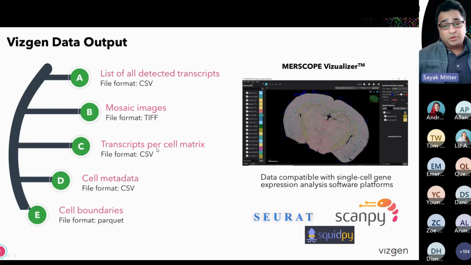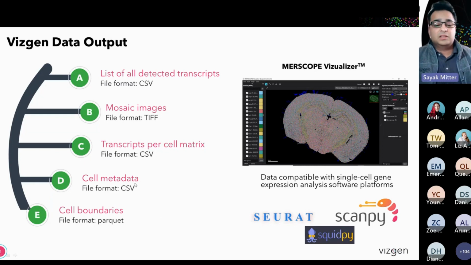Next, the transcripts per cell matrix. This is the single cell data that you get out of the MERSCOPE. You get MERFISH analysis, plus you get cell segmentation. Each cell identity with its corresponding gene expression matrix, in terms of copy numbers of genes detected within that cell, is shown in this transcripts per cell matrix.